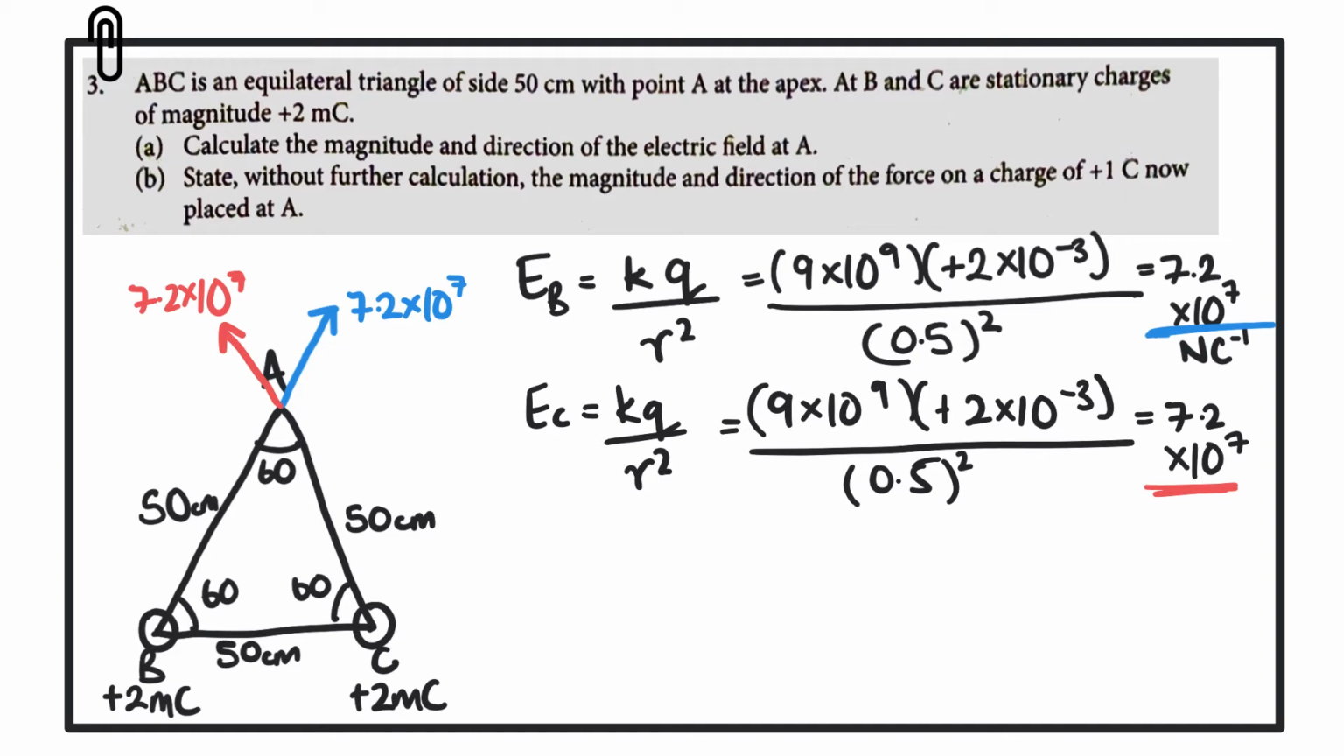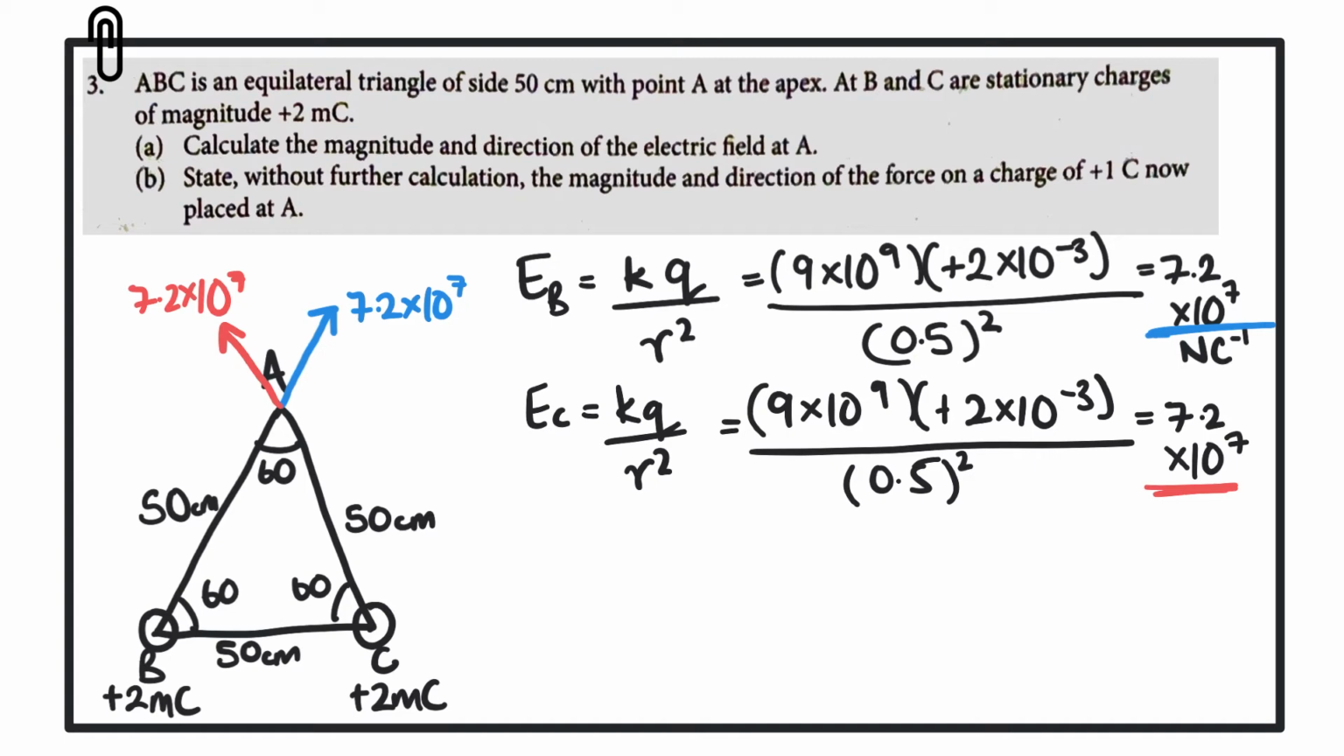So we have so far worked out the individual field strengths because of each separate charge, but we need to figure out what is the overall electric field strength, what is the resultant field strength because of these two charges. So to do that, we need to work out what is the resultant of the two field strengths that we've just worked out. In order to do that, we know how to add vectors together. We've been doing that since AS.